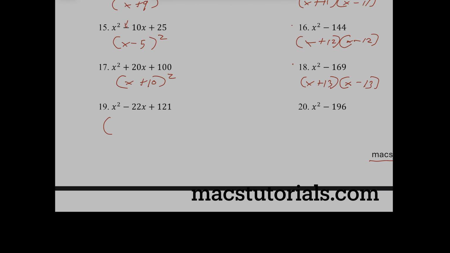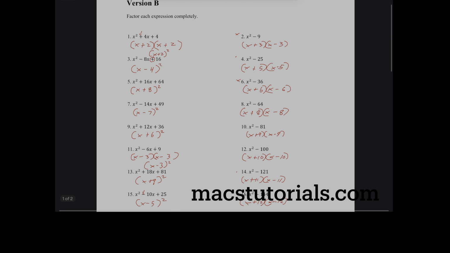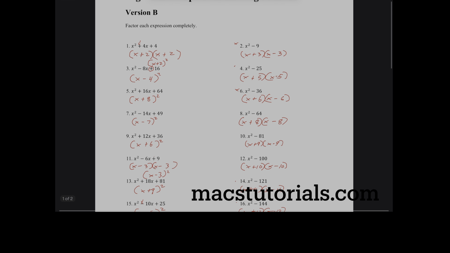Number 19, 121, square root is 11. 11 times 2 is 22. This fits the pattern. So we're just going to write x and 11, quantity squared, take the sign of the middle, which is negative. 20, we're going to do this, perfect square minus a perfect square, square the left, square the right, signs are different. And that's how we do these special situations. Okay? Let's do one more. Let's see if they get a little bit trickier in version C.